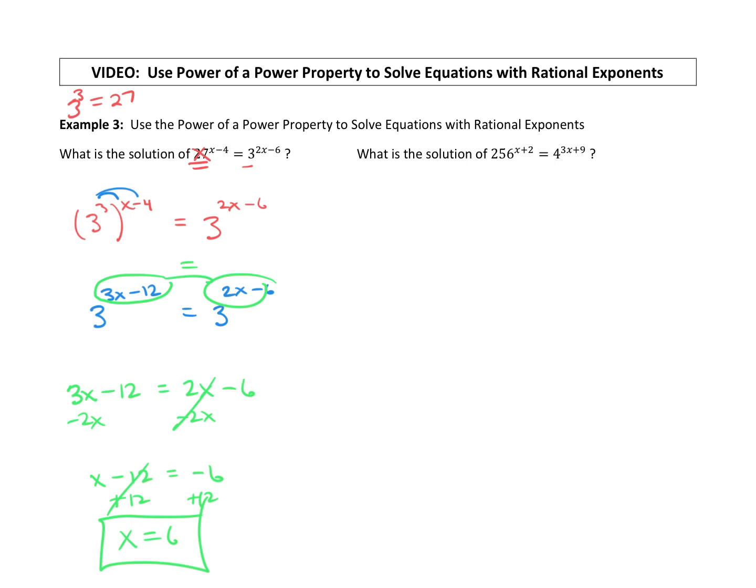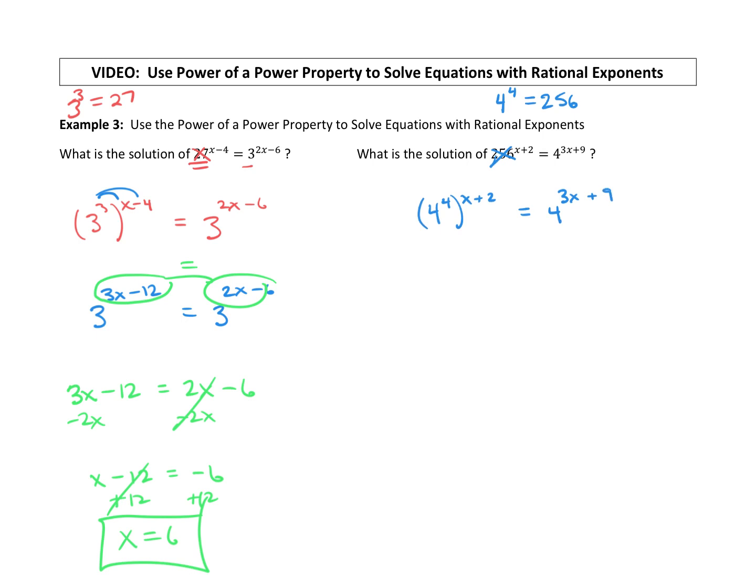Can we rewrite 256 as a power of 4? If we think through, 4 to the first power is 4, 4 to the second power is 16. If we go through our powers of 4, we end up with 4 to the fourth power being equal to 256. So we are going to replace the 256 with 4 to the fourth power. I'm going to carry down that exponent of x plus 2. It's equal to 4 to the 3x plus 9 over here.